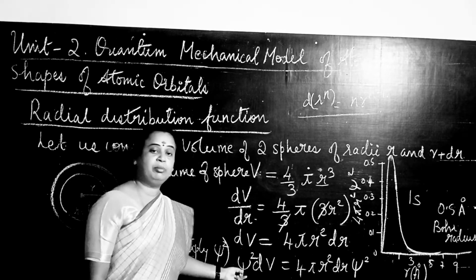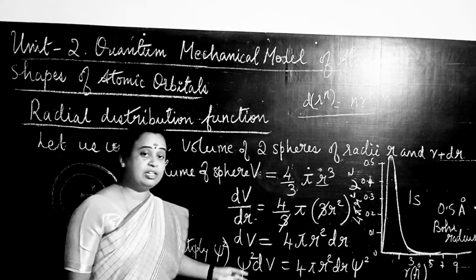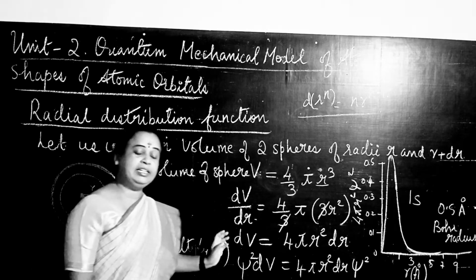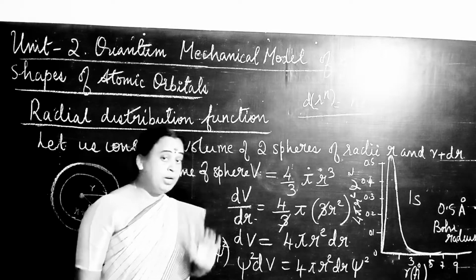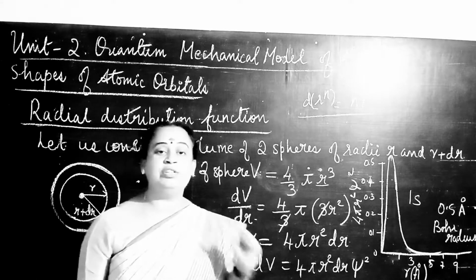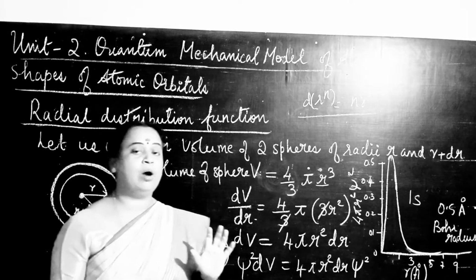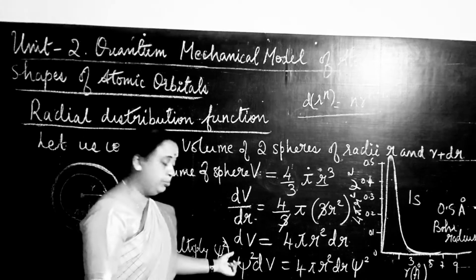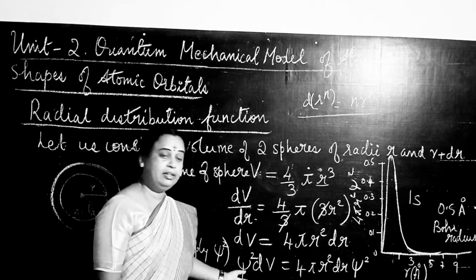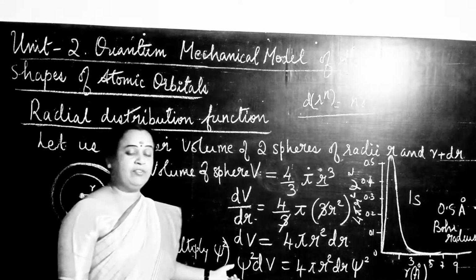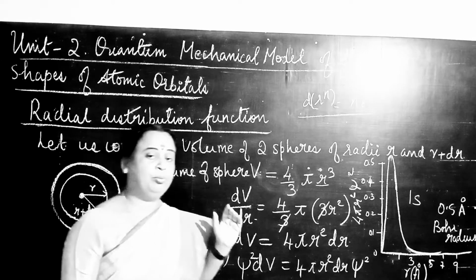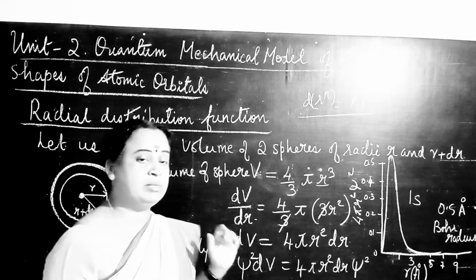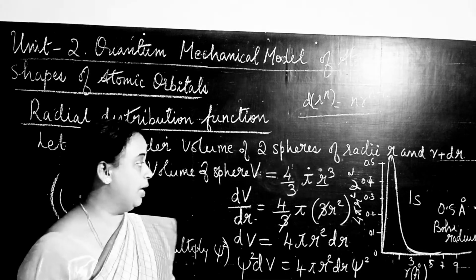Okay, so we know the wave function. What does the wave function mean? Wave function has no physical meaning, but it just tells us the probability, the chance of finding the electron around the nucleus. So according to probability density, psi squared represents that the probability of finding the electron is maximum near the nucleus.